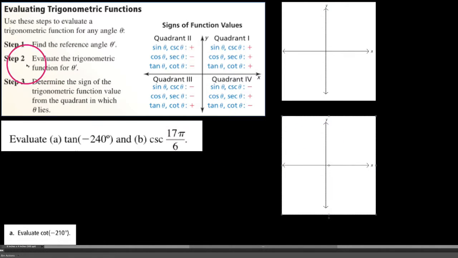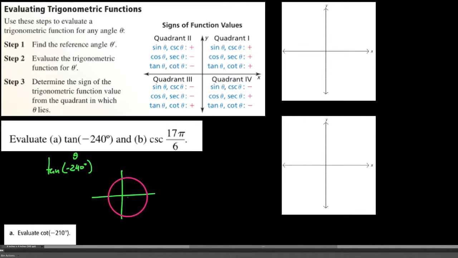So looking at these steps that we're going to go through here, let's go ahead and start by looking at this. It says find the reference angle for theta, which is theta prime. So with respect to our first example here, we say the tangent of negative 240. How we would evaluate this is first of all saying that if this is our theta right there, let's go ahead and sketch this out. You always want to sketch a picture.